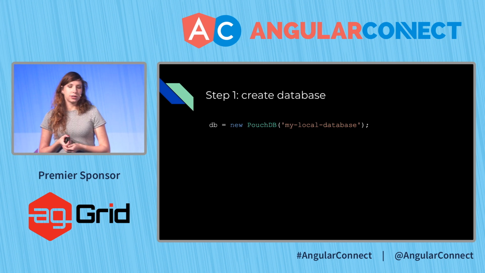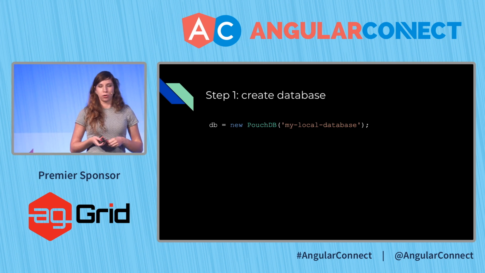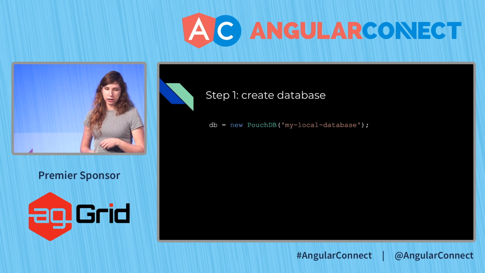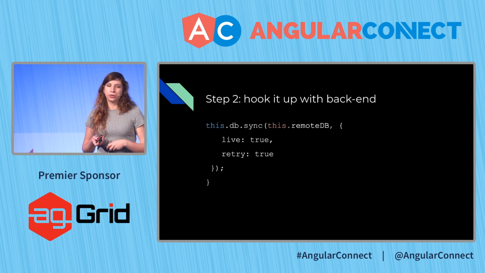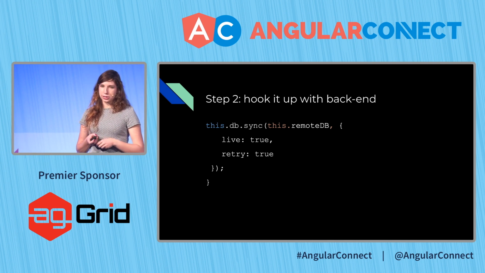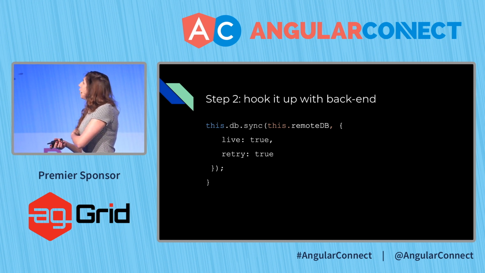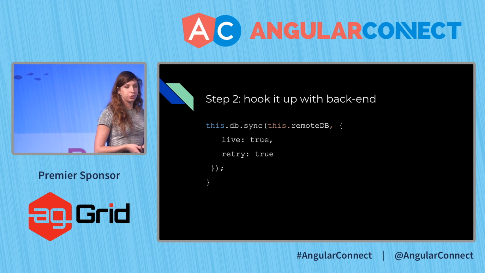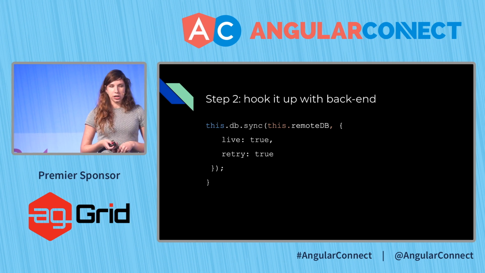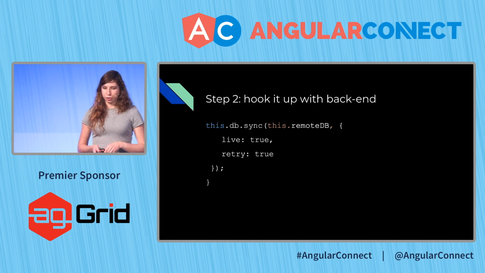If you want to add it to your file, you need to create your local database. This is PouchDB. After that, we need to hook it up with the backend for replication, and you can use the sync method. You need to add this remote database and configure it, so you need to set the configuration for replication. And in this case, you can see the bidirectional synchronization.